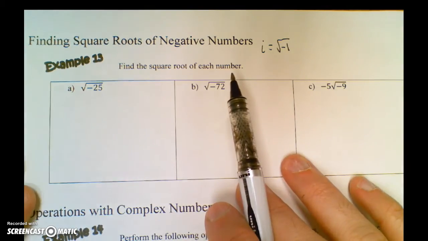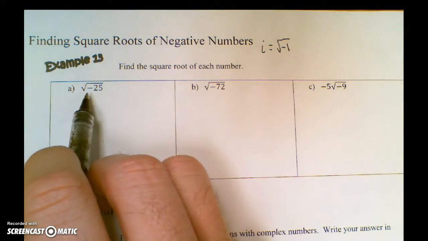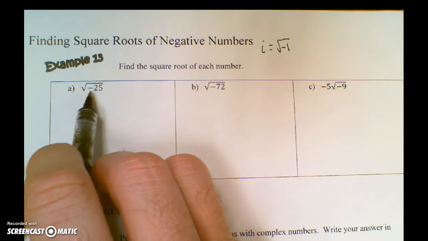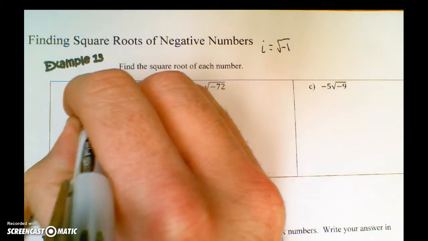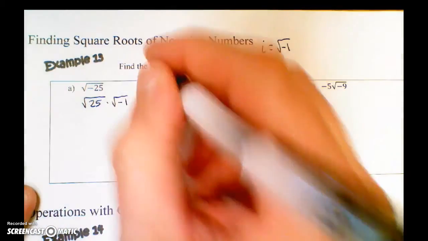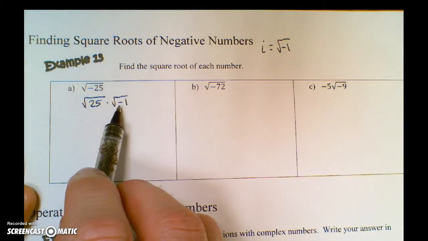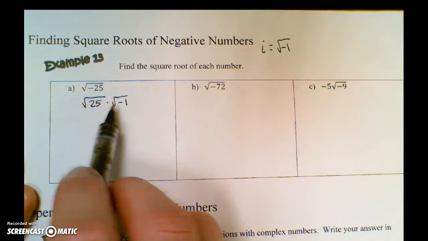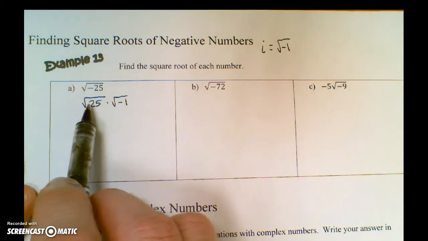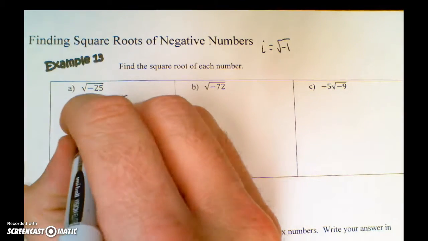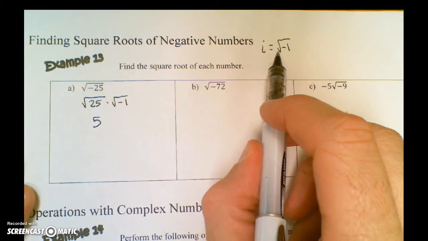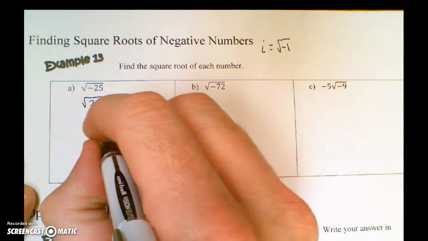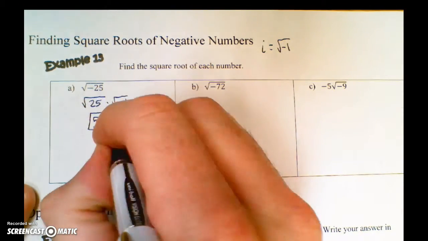To do that, we can rewrite these problems, and focusing on 25 with a negative, I can write this as the square root of 25 times the square root of -1, because 25 times -1 gives me the -25. So I just broke it down into that piece. Doing the quick calculation in my head, the square root of 25 is 5. And now I have new notation. The square root of -1 just gives me i. So I can simplify this to equal 5i.